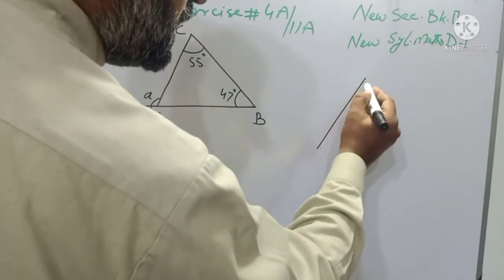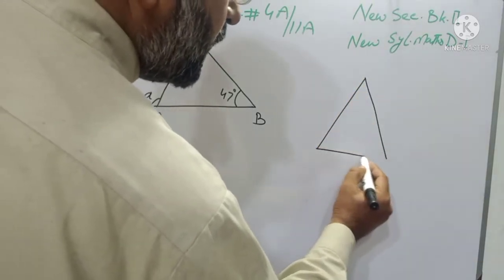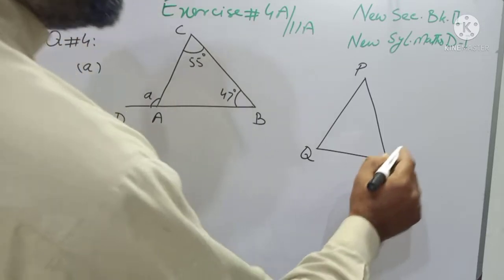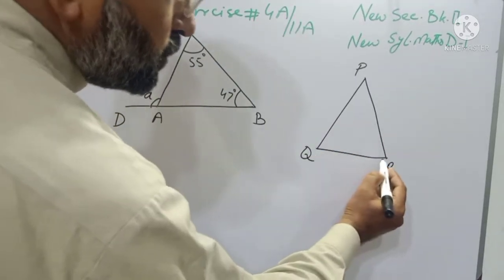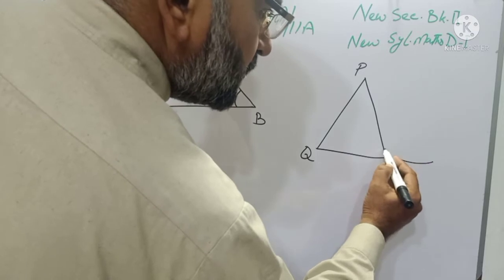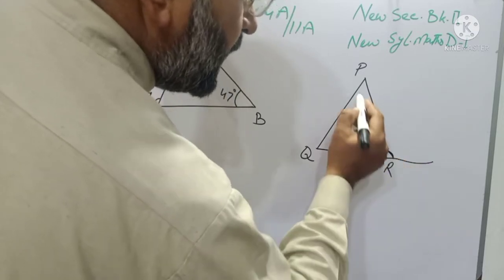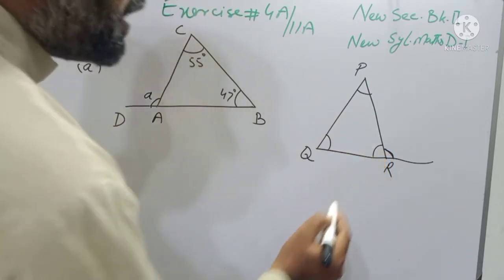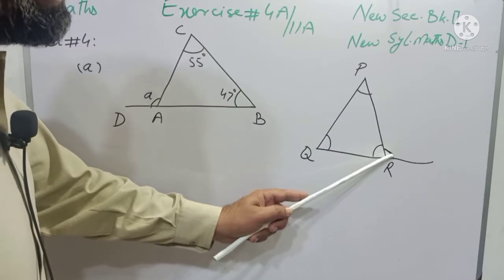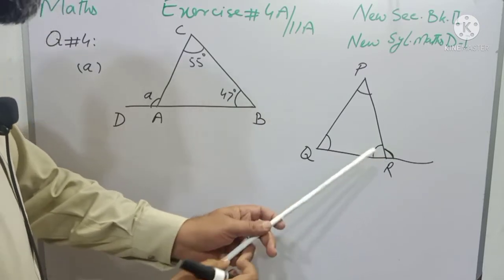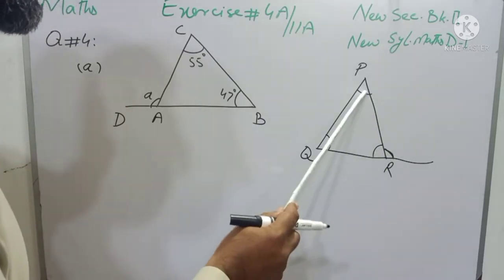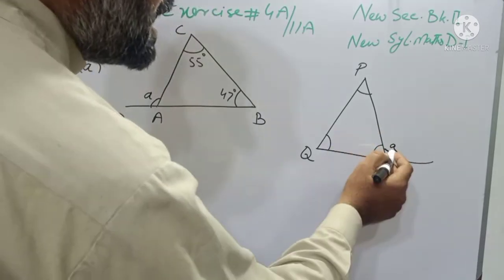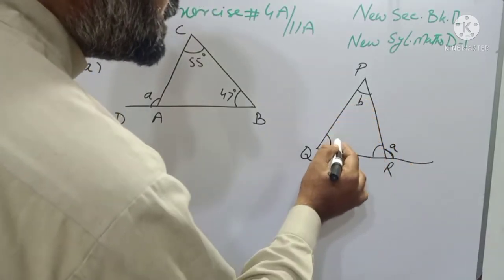Students, this is a triangle whose name is PQR. If we produce any of the sides, suppose I am producing QR toward this side, this angle is called the exterior angle, and these two angles are called opposite interior angles. It is an interior angle of the triangle, but it is the adjacent interior angle of the exterior angle. So students, the exterior angle of a triangle is equal to the sum of opposite interior angles. Suppose I name this angle as angle A, then angle A is equal to B plus C.